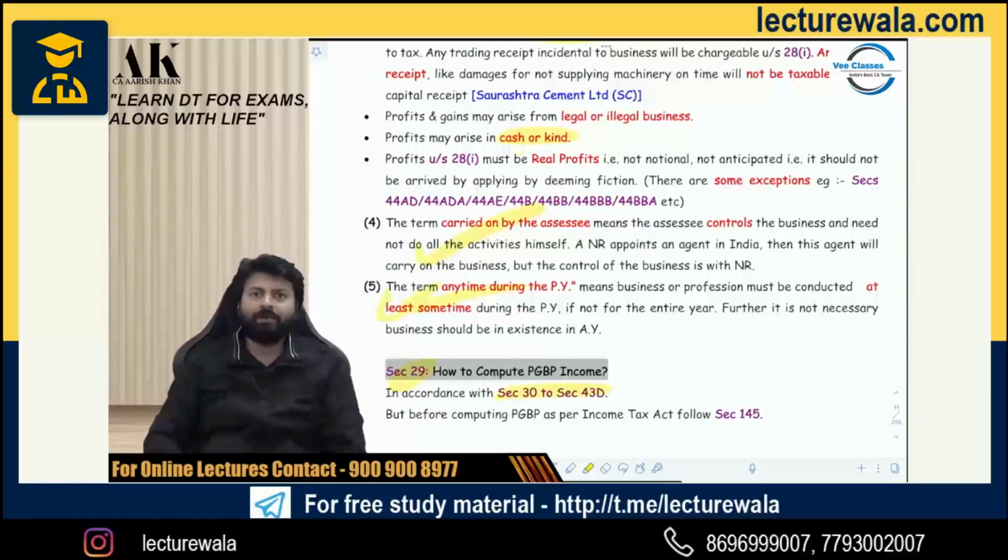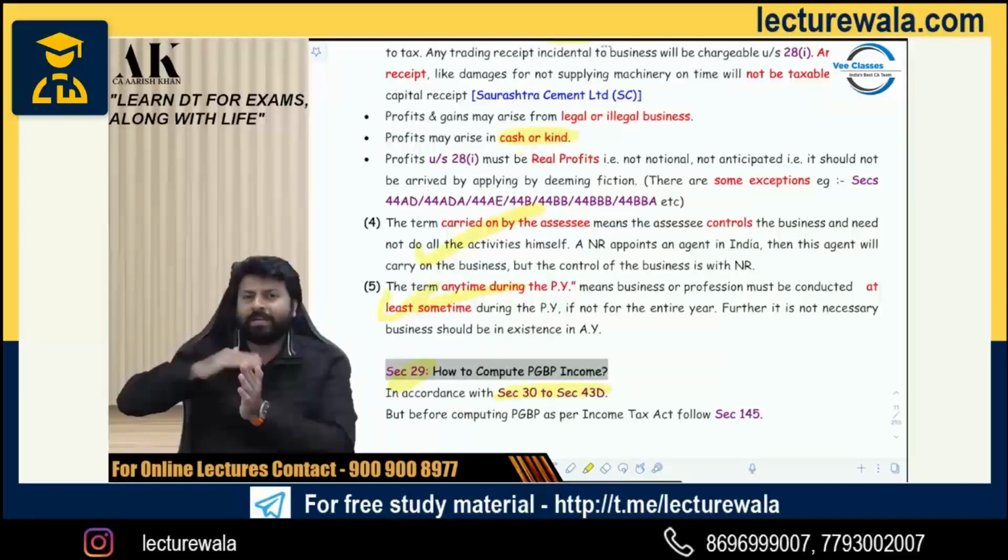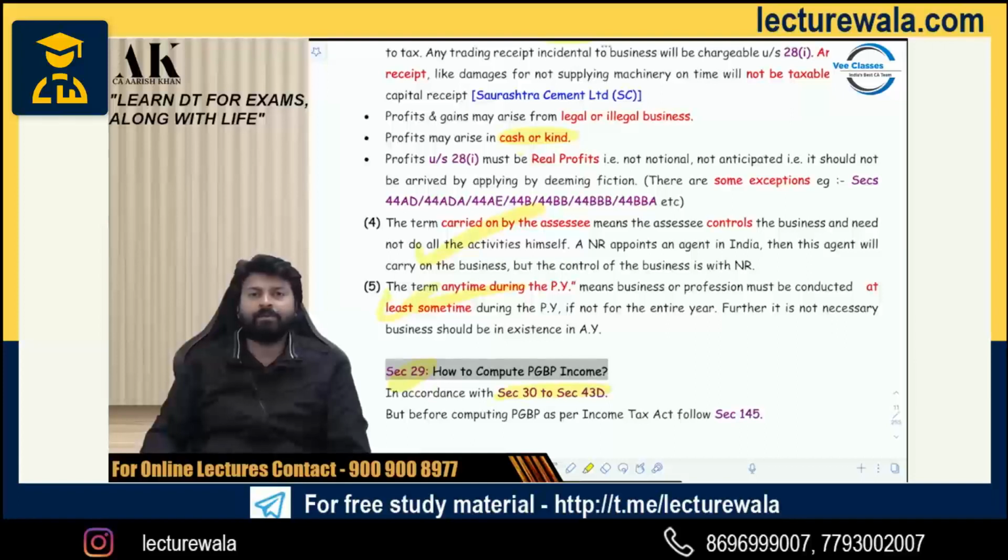But before doing all this, what is there in section 30 to 43D? Mainly there are PGBP disallowances and PGBP deductions. It talks only about these two things. So even if I learn the entire disallowances or the entire deductions, what will I achieve? I will achieve nothing. I want a P&L before that, so that I can make the adjustments. What should I add? What should I reduce? What should I ignore?